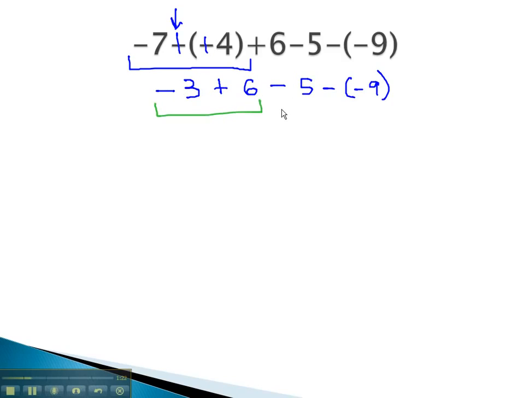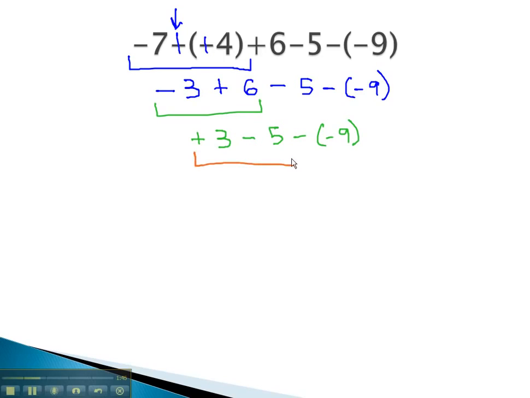Now we have -3 plus 6. It's already addition, so we can simply add them using our pattern for different signs. The +6 is bigger, so our answer is positive, and we subtract 6 minus 3 to get 3. The rest of the problem is still -5 minus -9.